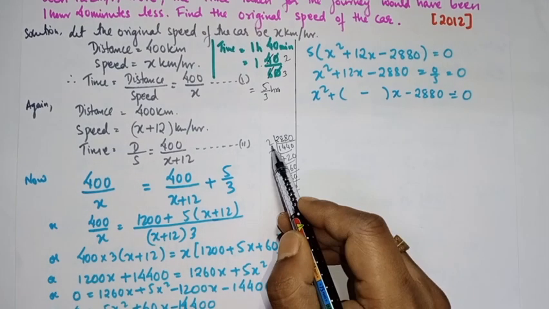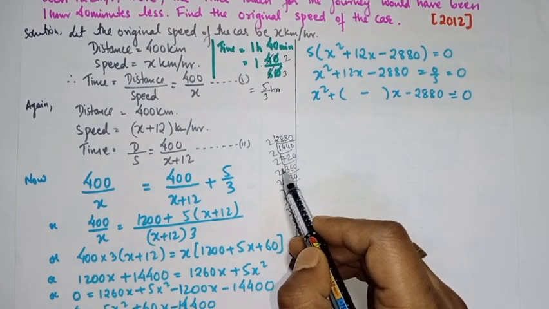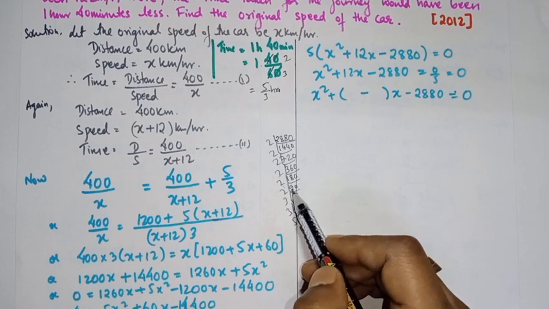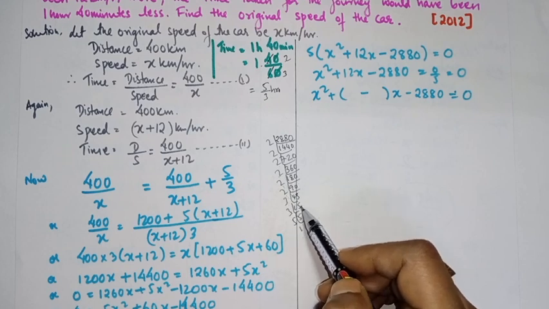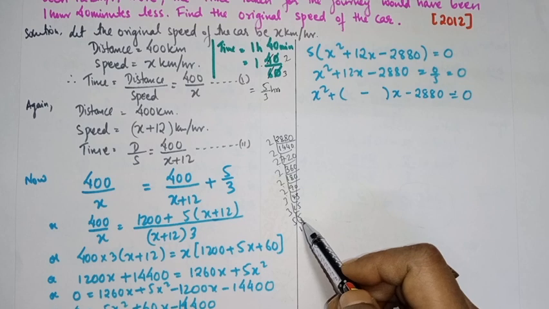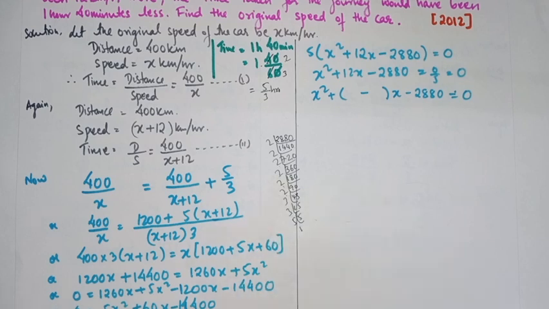So here we have done LCM: 2 1440, 2 720, 2 360, 2 180, 2 90, 2 45, 3 15, 3 5, 5 1. Now I have to make 2880.